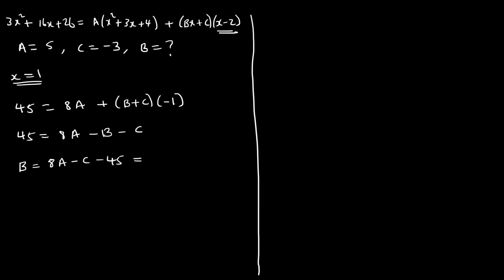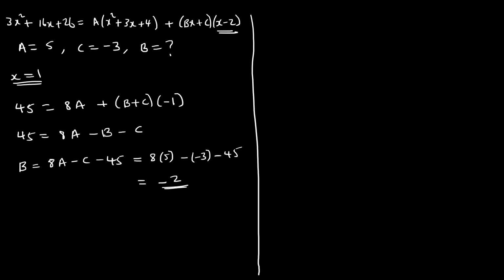So now substitute. We know a is 5. We know c is minus 3, minus 45. So I'll have 8 times 5 plus 3 minus 45. So we have minus 2.